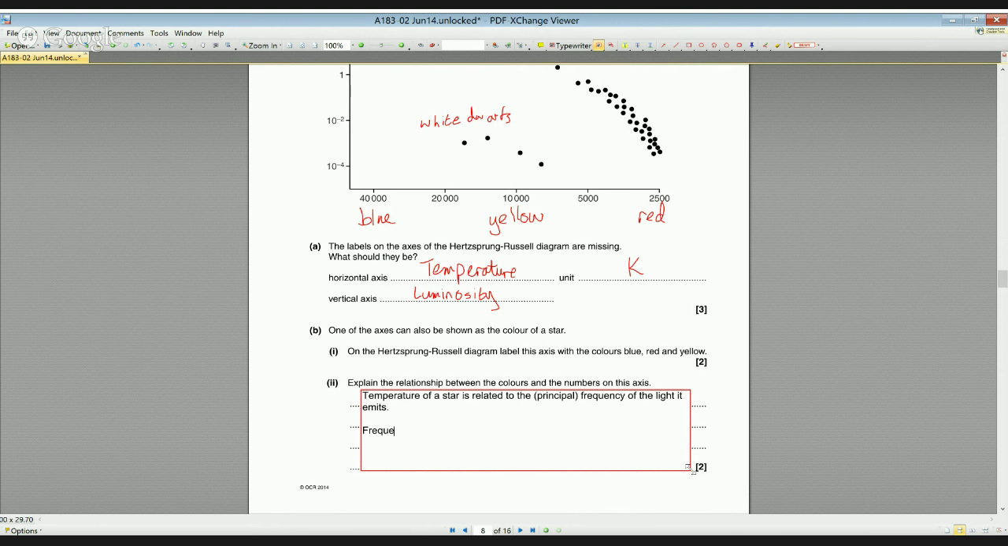And the other thing that we should bring in here is that the frequency of light takes the color of that light. So light with a high frequency will be blue, and light with a low frequency will be red. And the hotter the temperature, the higher the frequency. So 40,000 kelvins will produce high frequency blue light, and 2,500 will produce low frequency red light.